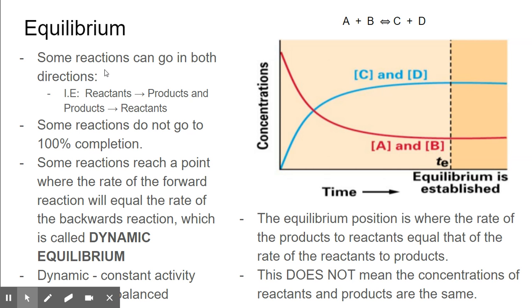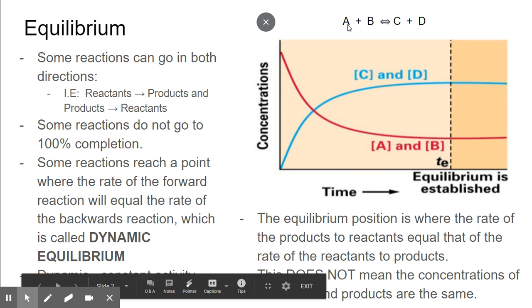Okay, so some reactions don't go all the way from reactants to products. Some stop at some point, and it's not necessarily that the reaction stops. It's just that the rate of the forward and the rate of the backward reaction are equal. So the overall net change is zero, right? If you look at this chart on the side, we have concentration versus time.